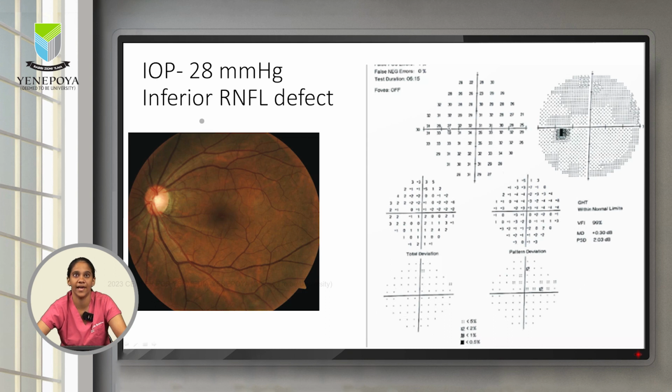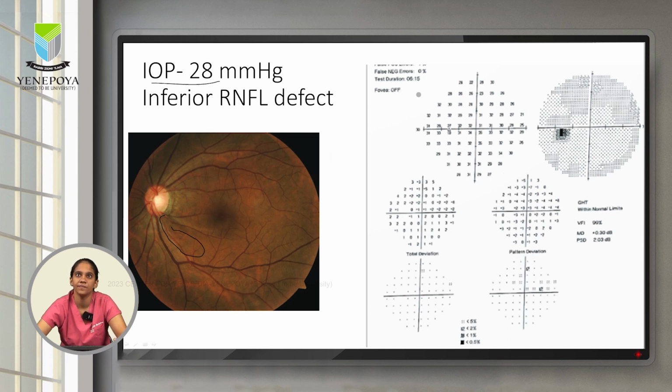Now diagnose this for me. IOP is 28. There is an inferior RNFL defect, as you can see right here, RNFL here, RNFL here, there is a wedge shape defect there. It's actually more than a wedge shape. There is an inferior RNFL defect.